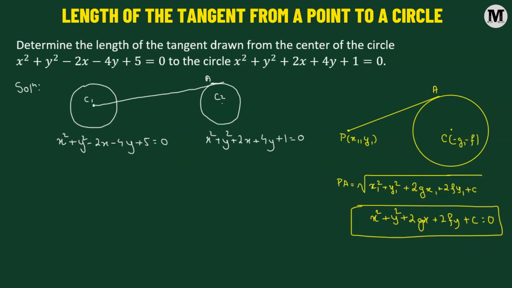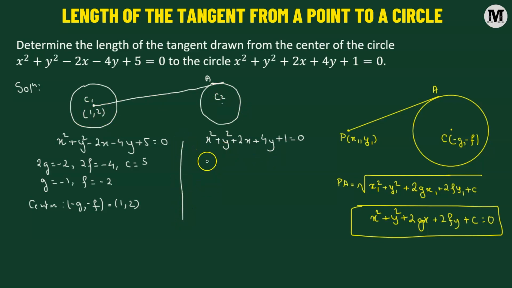So let's first compute the value of g, f and c in the first circle. So here 2g will be equal to negative 2. Then the value of 2f will be equal to negative 4, and the c value will be positive 5, which means g comes out to be negative 1, and f will be negative 2. Here the coordinates of the center, which is given by negative g, negative f, comes out to be 1, 2. So these are the coordinates of the center C1. Also, this is going to be the point that's external to the circle C2.